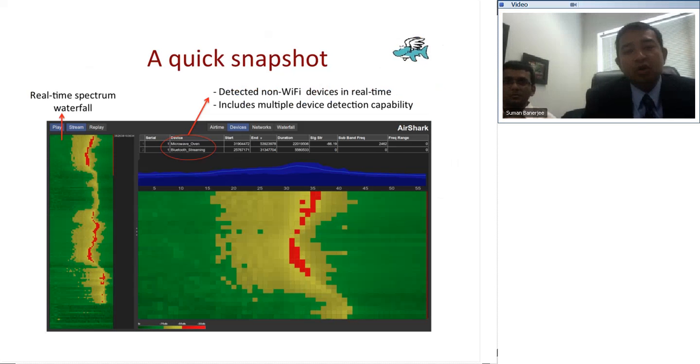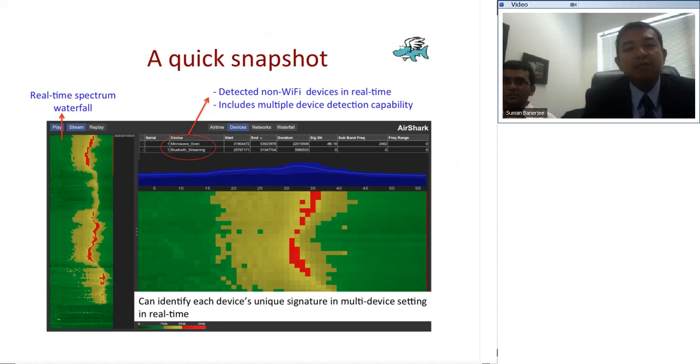Now, here is a quick snapshot of the system that we have already built. On the left side, you see a real-time spectrum waterfall, but the interesting part is on the right, where you actually see the number of devices that are being detected. In this example, there were two devices, a microwave oven and a Bluetooth device, that were being detected simultaneously. That is, both are operating together, and we are actually being able to pick them up separately, and we can do this in real time. So this is actually the core capability of the system that we have already built.